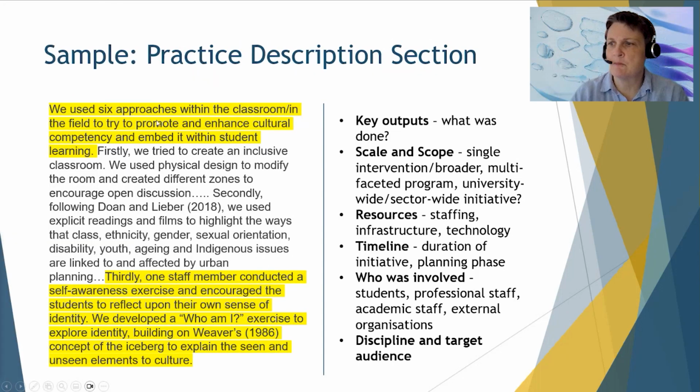So what does this look like? So here's an example from the key paper that they've pulled out. So I'll read it again out loud. We used 6 approaches in the classroom, in the field, to try to promote and enhance cultural competency and embed it within student learning. Firstly, we tried to create an inclusive classroom. We used physical design to modify the room and create different zones to encourage open discussion. Secondly, following Doan and Lieber, we used explicit readings and films to highlight the ways that class, ethnicity, gender, sexual orientation, disability, youth, aging, and Indigenous issues are linked to and affected by urban planning.